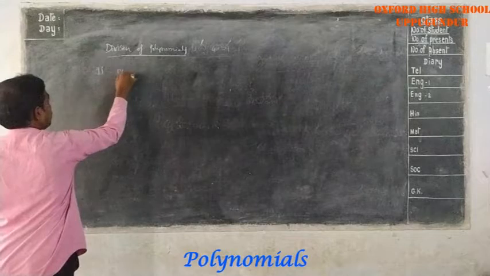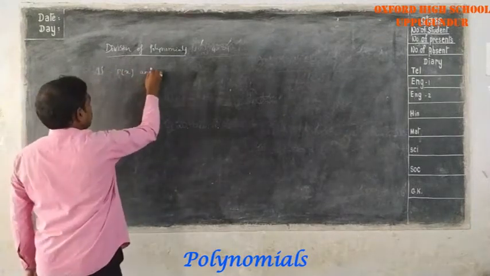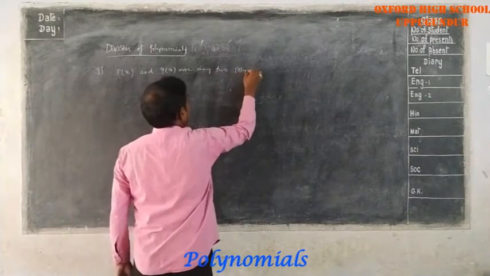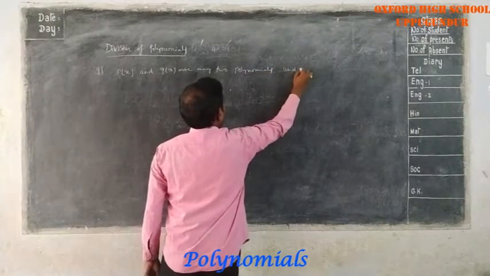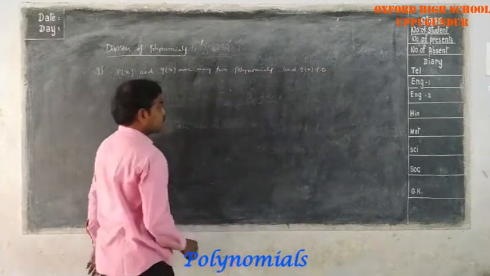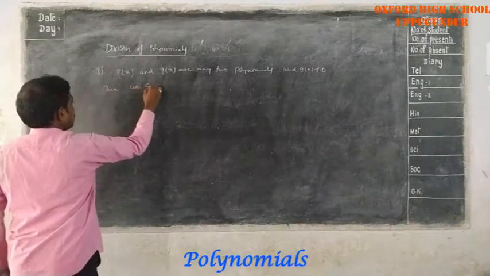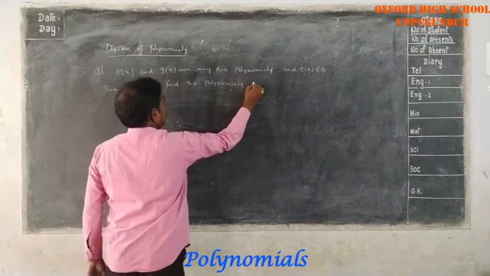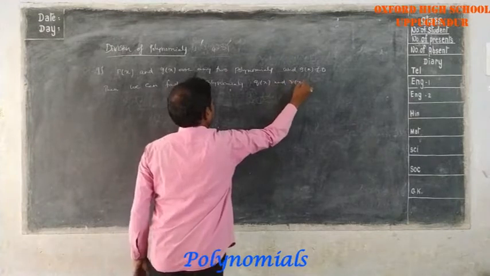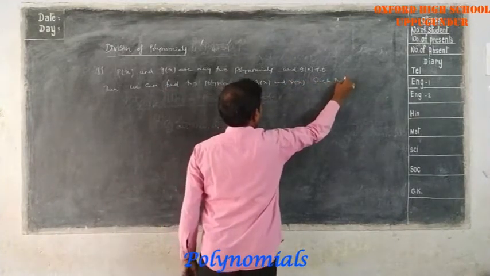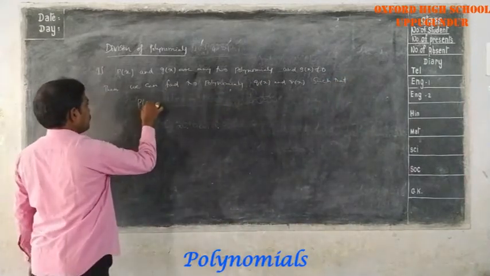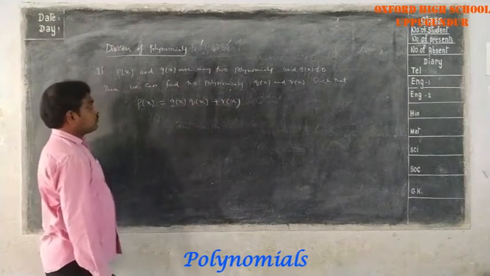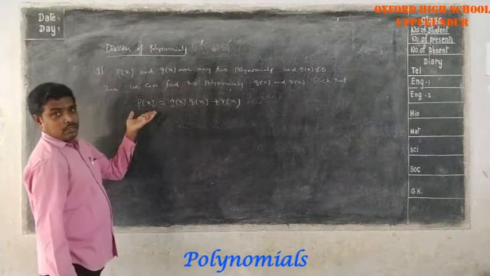If p of x and g of x are any two polynomials, and g of x is not equal to 0, then we can find two polynomials q of x and r of x such that p of x equals g of x into q of x plus r of x. So this is the same as the division algorithm in numbers.